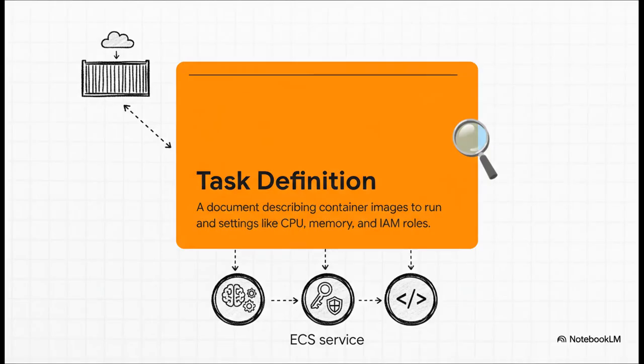So if the image is the blueprint for your application itself, then the task definition, well, that's the blueprint for how to run it. It's basically a JSON file that tells ECS all the important details. Which exact image should I pull? How much CPU and memory does it need? What IAM role does it need to talk to other AWS services? All those questions get answered right here in the task definition.